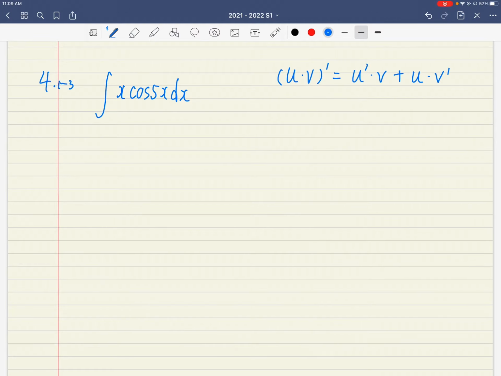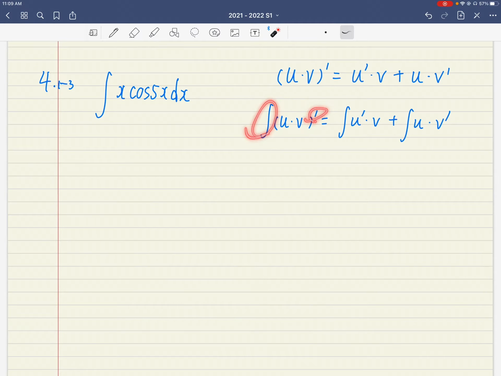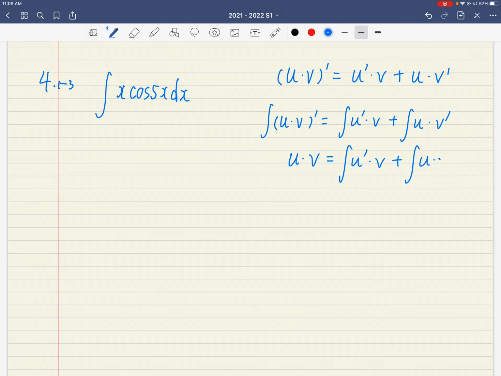So now if you integrate both sides, you can see here, you first differentiate it and then integrate it. You still get u times v, right? And here it's the integration of this plus the integration of this. Which means one of the integrals, you can write it as u times v minus the other integral.